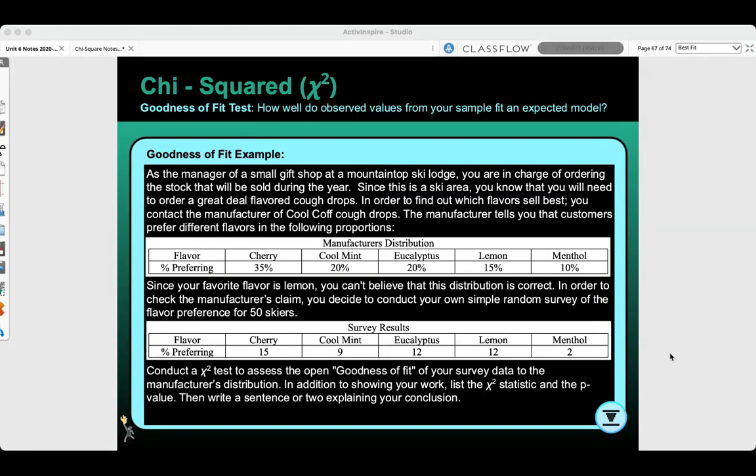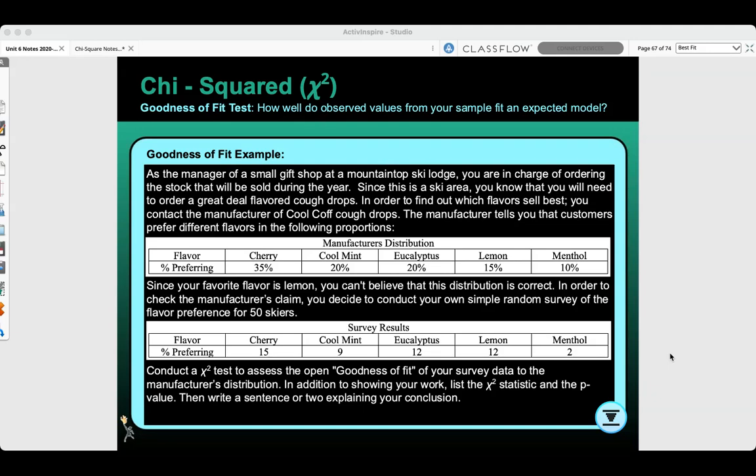Let's look at the goodness of fit test example. As the manager of a small gift shop at a mountaintop ski lodge, you're in charge of ordering the stock that will be sold during the year. Since this is a ski area, you know that you will need to order a great deal of flavored cough drops. In order to find out which flavors sell best, you contact the manufacturer of Cool Cough cough drops. The manufacturer tells you that the customers prefer different flavors in the following proportions, listed in the table.